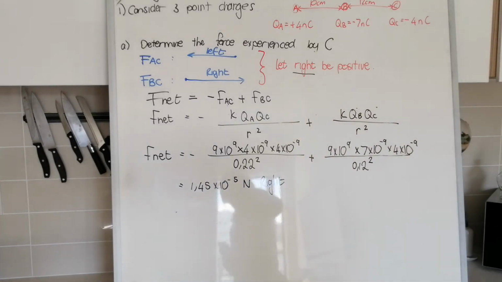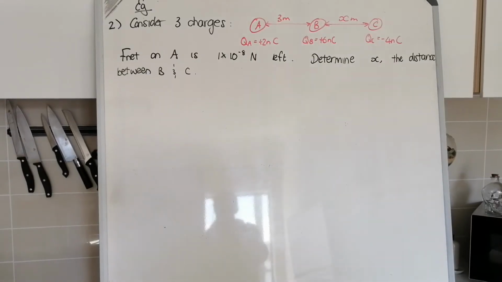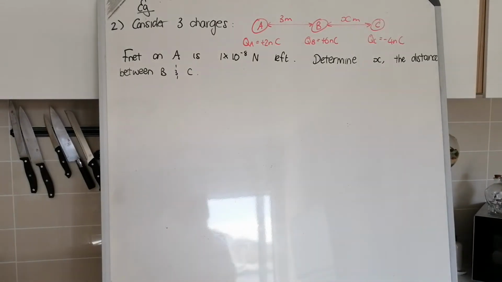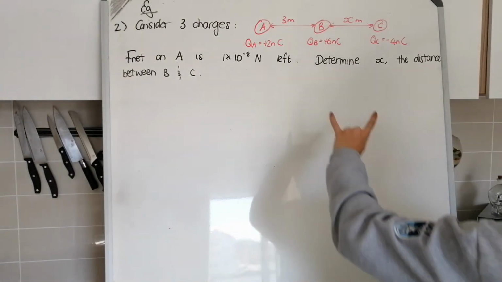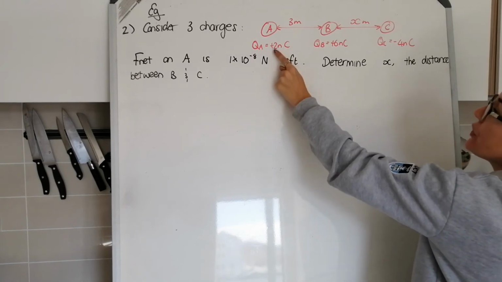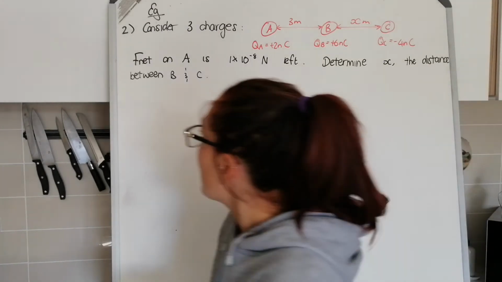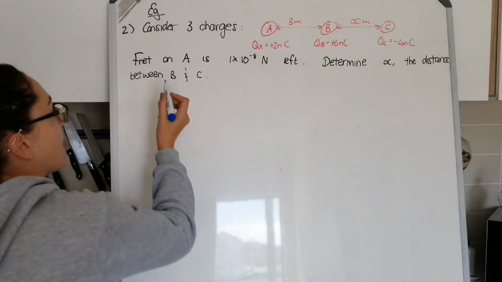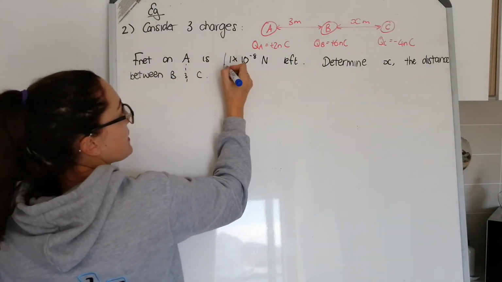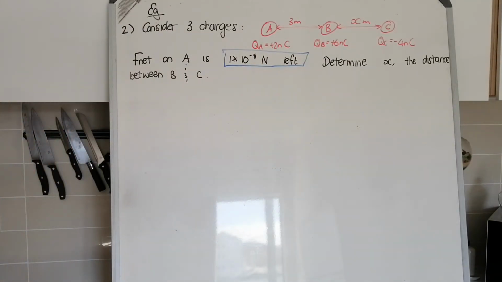Okay, so I'm going to pause you there and show you a scenario where they ask you to find something other than the net force. Okay guys, so we've got 3 charges, A, B, and C. They tell us the distance between A and B is 3 meters. The distance between B and C is x meters. We know the value of the charge on each of them. And they also tell us that F net on A, the net force experienced by A, is 1 times 10 to the negative 8 newtons to the left. And we need to determine x, the distance between B and C.